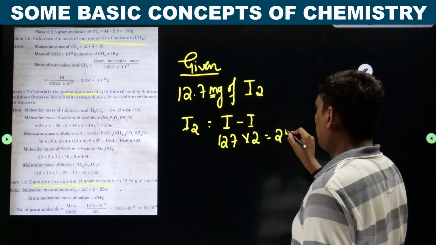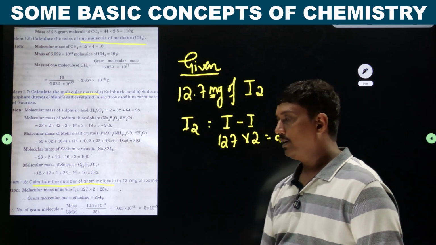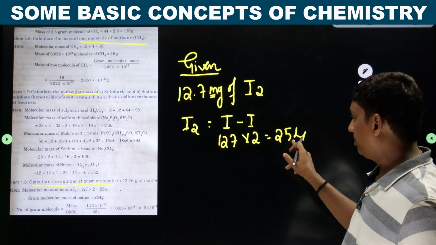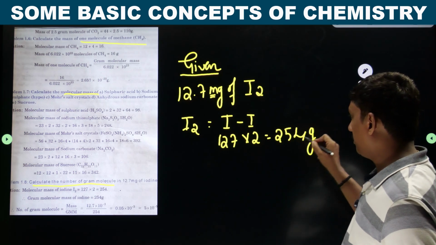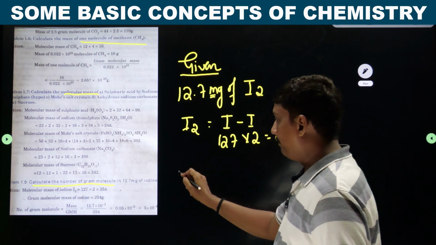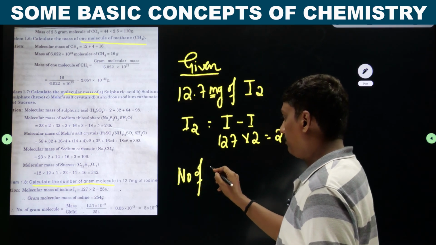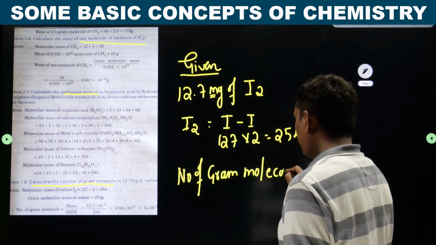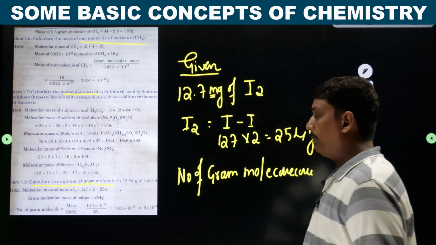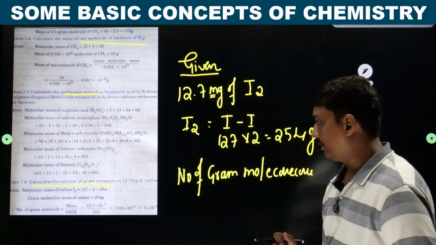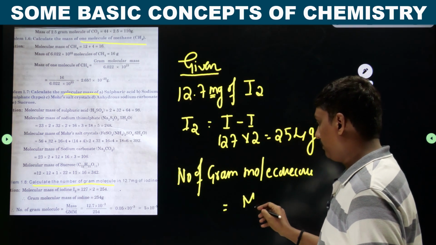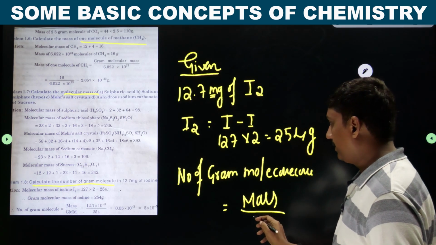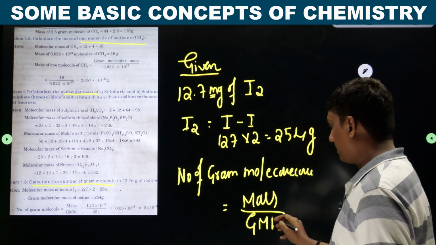It is equal to 254. Therefore, the molecular mass of iodine is known. It is 254 grams. Number of gram molecules. How many gram molecules are there? It can be calculated. Very simple. Mass of a substance divided by gram molecular mass.